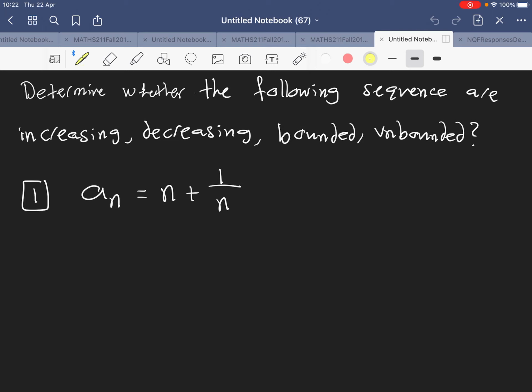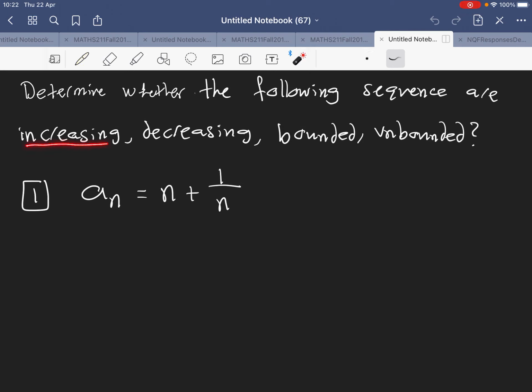Hello students, welcome back to section 11.1 about sequences. Today we will discuss two important concepts. The first one is the concept of increasing and decreasing, and the second concept is the concept of bounded and unbounded. So let me start with increasing and decreasing.